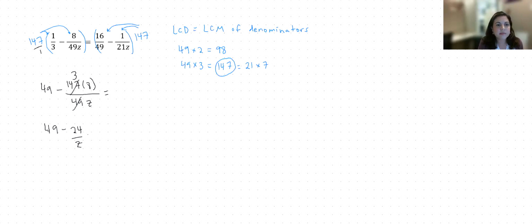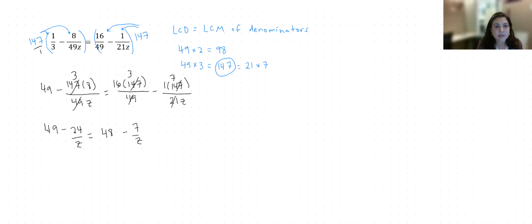On the other side, I have to multiply here. So I have 16, sorry for the handwriting, 16 times 147 over 49. Again, we know this 147 over 49 reduces to just 3. So I'm multiplying 16 times 3, which is 48. And then here I have this 1 times 147 over 21z. The 147 divided by 21 gives us 7. And so now we just have 7 over z. So I'm starting to clean up a little bit with these fractions.